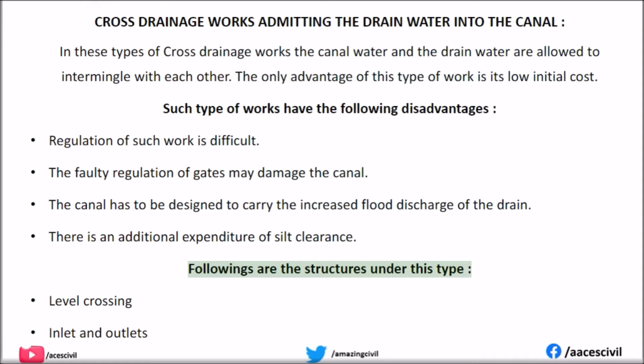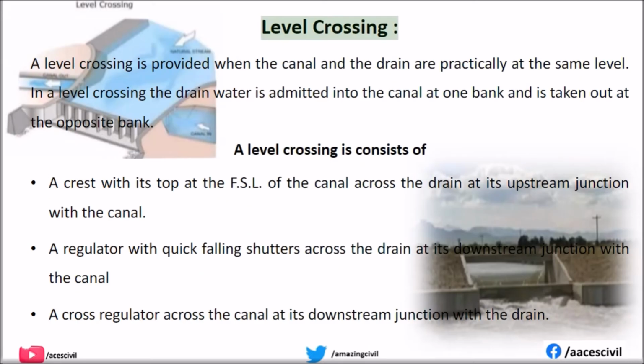Following are the structures under this type: level crossing, and inlet and outlets. Level crossing. A level crossing is provided when the canal and the drain are practically at the same level.